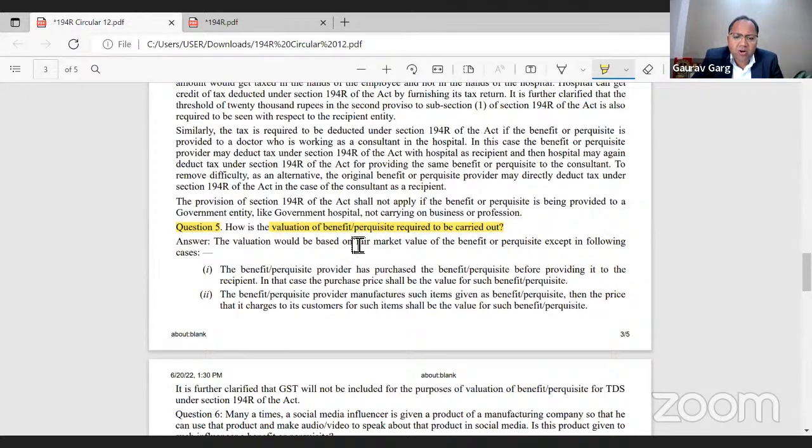So it says the valuation would be based on the fair market value of benefits or perquisite, except in following cases. So they have given 2 specific cases, and if you are not falling in those 2 specific cases, then you will compute the fair market value of benefit or perquisite. So the first case is, if let's say you have bought the air tickets, and if you have given those air tickets to your dealer, then what should be the value? Then the value would be the amount you have incurred to purchase those air tickets. So which means if you are buying certain benefits, or if you're buying certain goods, or if you're buying certain perquisites and giving those benefit or perquisite to the recipient, then in such a case, the value would be the amount incurred by you.